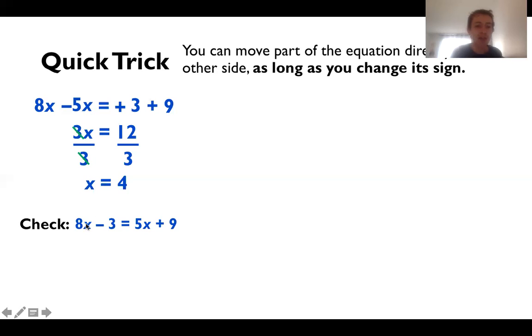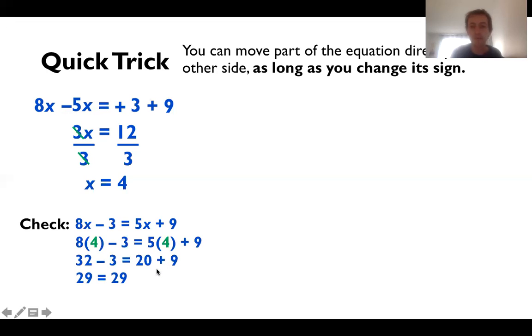If I replace x with the number 4, 8 times 4 is 32 minus 3. That'll be 29. And on the right, 5 times 4 is 20 plus 9. I get 29 again, which is good. It means we've done it correctly.